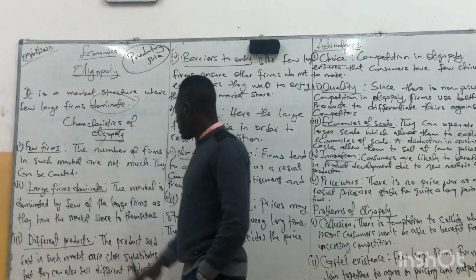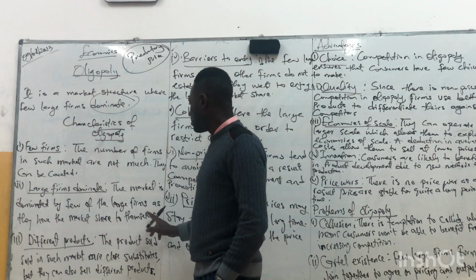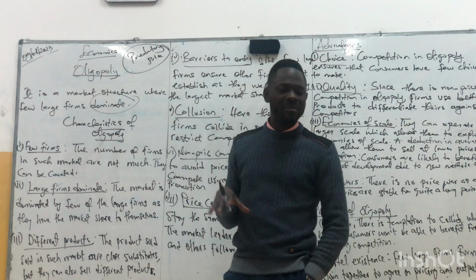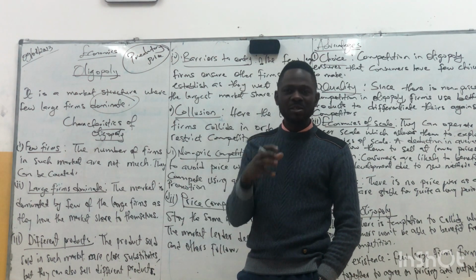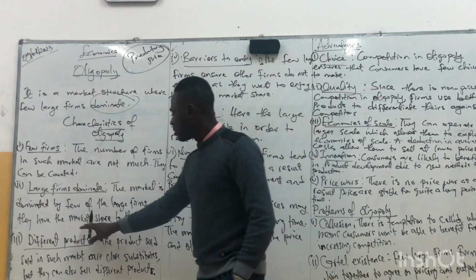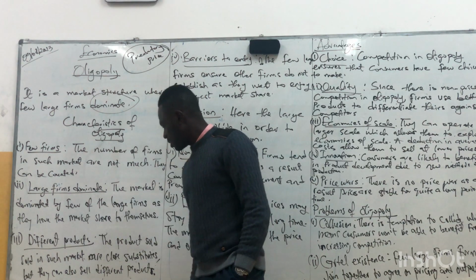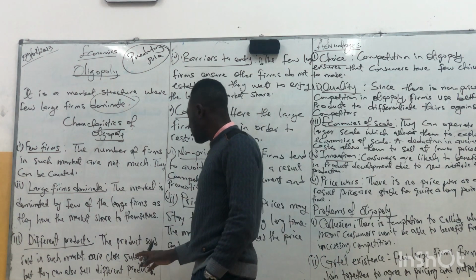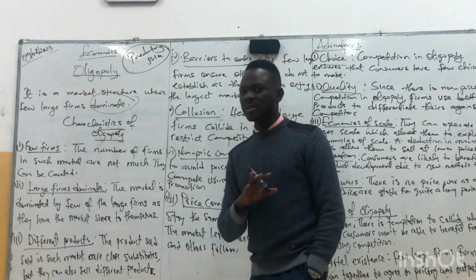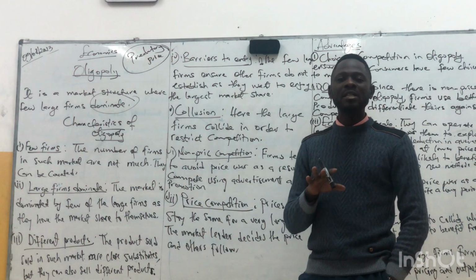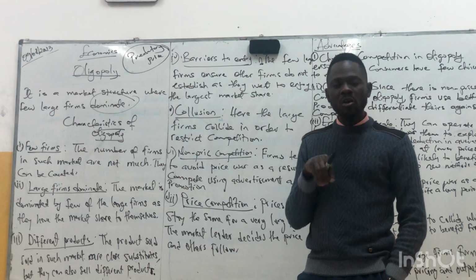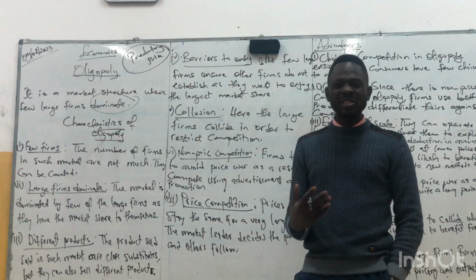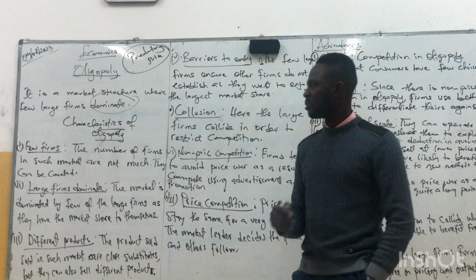Two, large firms dominate. The market is dominated by a few large firms as they have the market share to themselves. They control the largest market share in that industry. The third one, different products. The products sold in such markets are close substitutes, but they can also sell different products. Firms in oligopoly are most likely to sell close substitute goods, but they can also sell products that are different from one another.